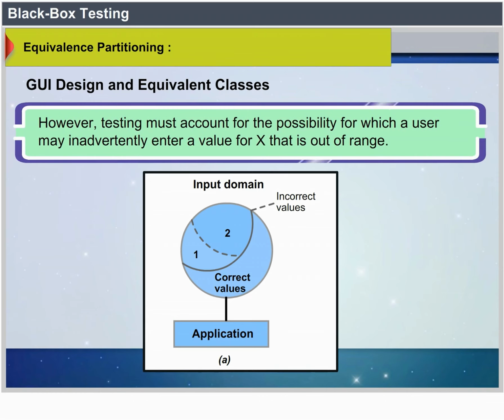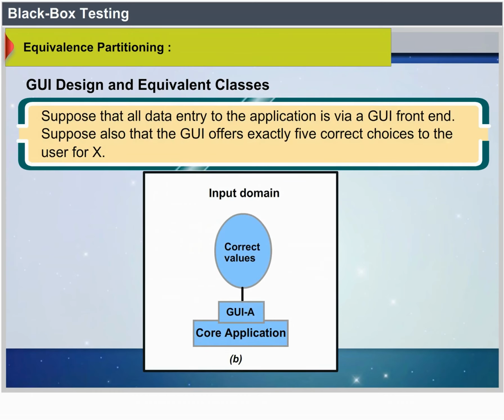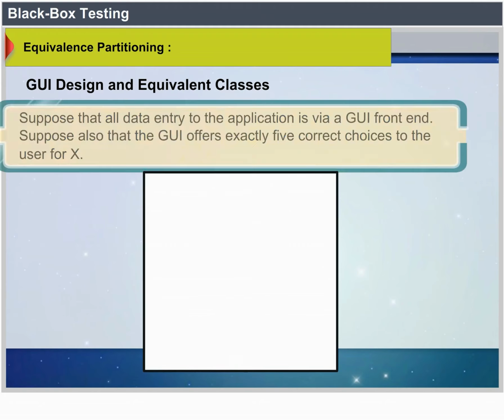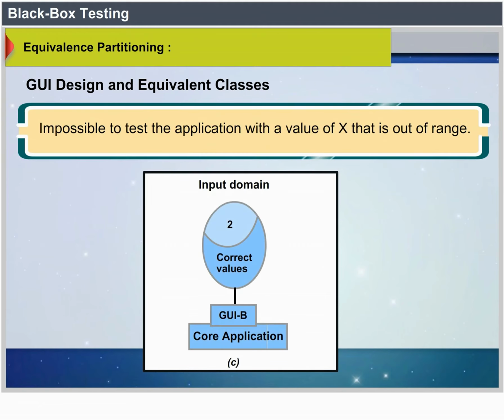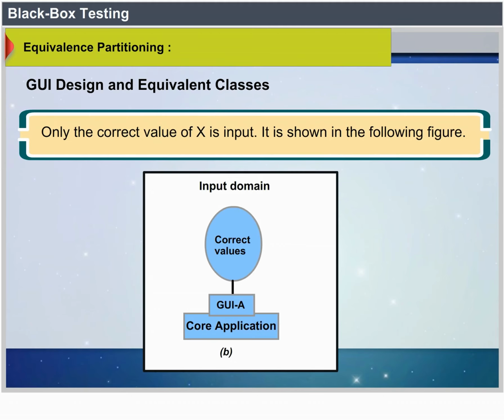However, testing must account for the possibility that a user may inadvertently enter a value for x that is out of range. Suppose that all data entry to the application is via a GUI front-end. Suppose also that the GUI offers exactly 5 correct choices to the user for x. It is impossible to test the application with a value of x that is out of range. Only the correct values of x will be input. It is shown in the following figure.